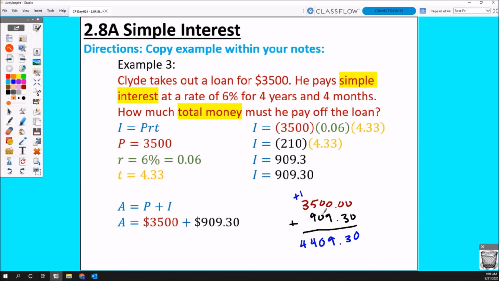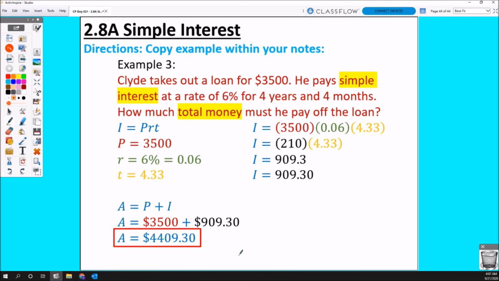Again, it's a simple task, convert into a decimal. Then when you finish with that, simply line up with the second number and then just subtract or add vertically. But again, for this example, our final amount for total money that Clyde has to pay is $4,409.30.